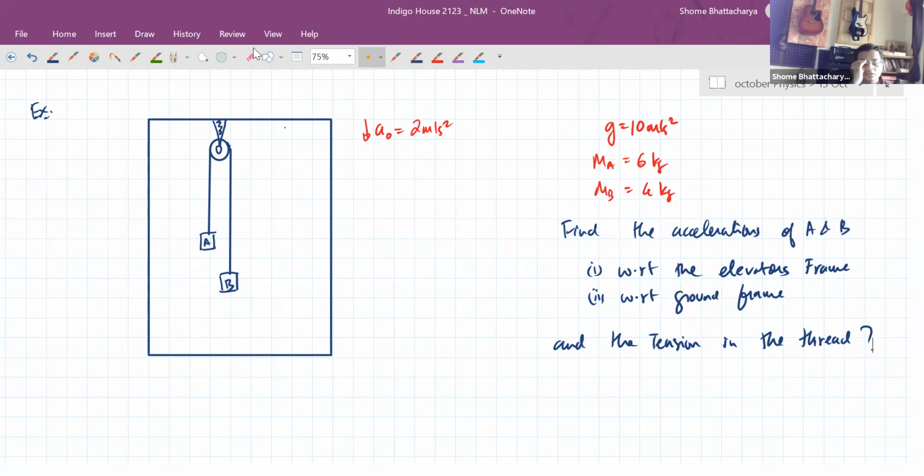So you have to find what acceleration you will observe for the blocks A and B if you were sitting inside the elevator, so in that frame. Or consequently, if you are outside the elevator at rest on the ground, then what kind of acceleration you would observe? Both the things we have to calculate. So just try this out, people.